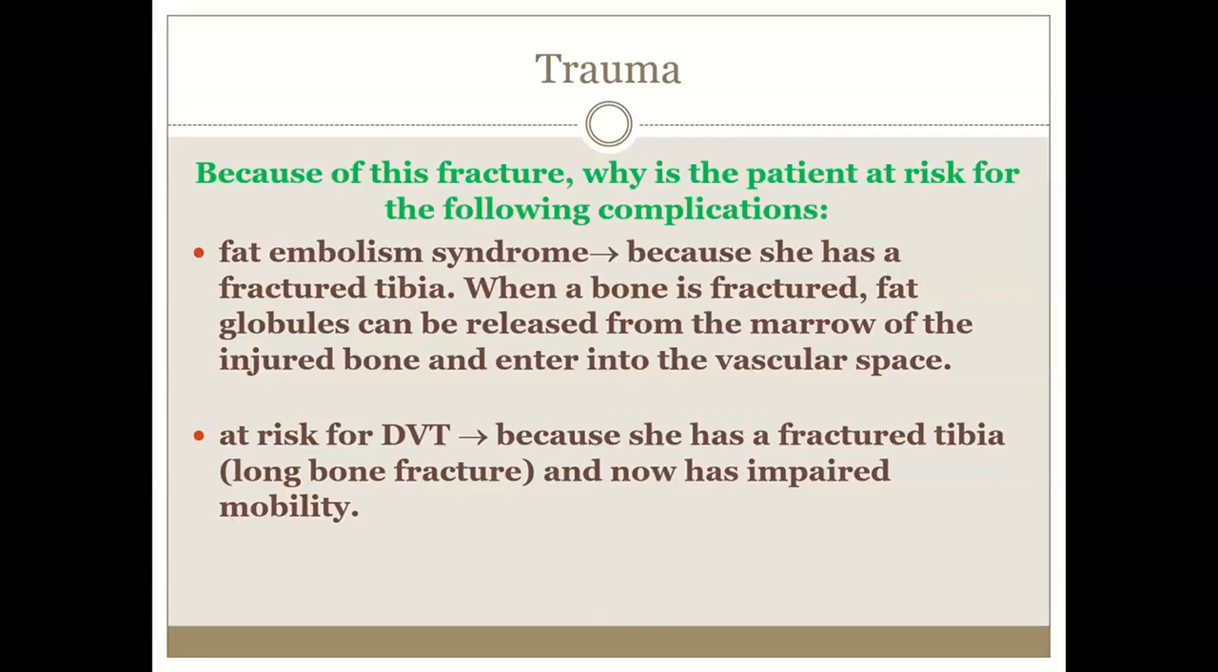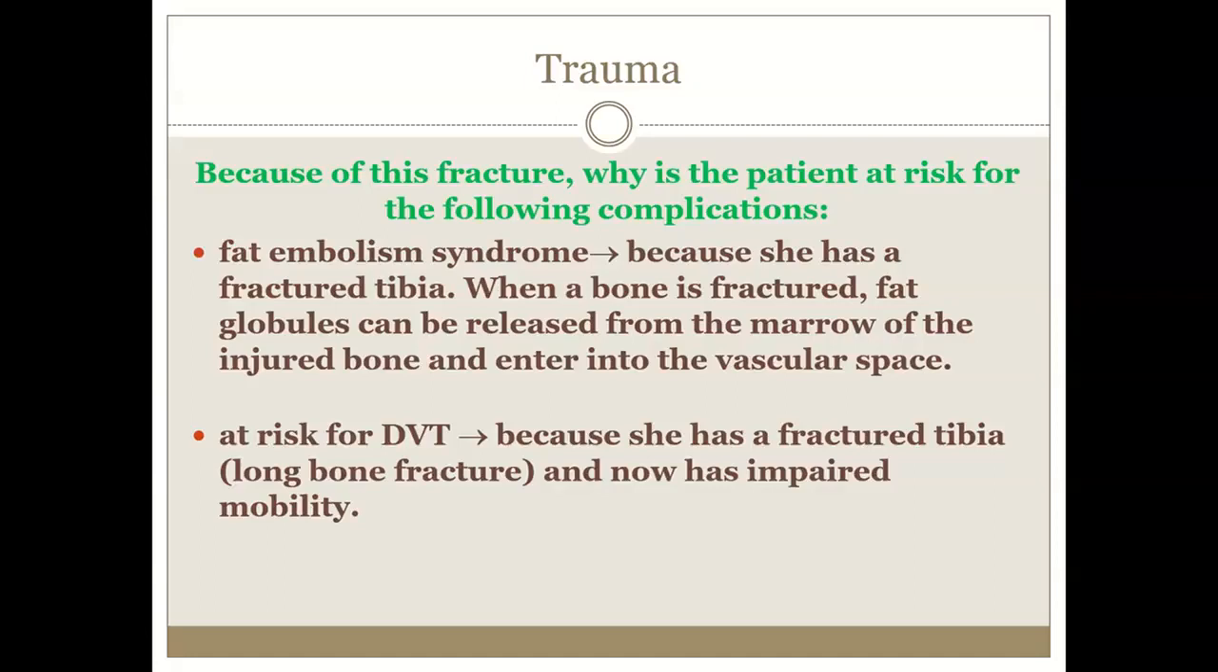So what is that? Well, whenever an individual has a fractured bone, and it's usually something like the tib-fib, femur, and or the pelvis. So these are fairly large bones. When those bones are fractured, fat globules can be released from the marrow of the injured bone. And these fat globules can enter the vascular space, and they can cause clogs as they travel to smaller vascular spaces.